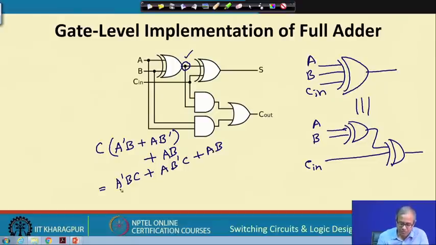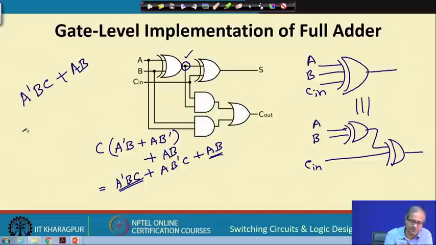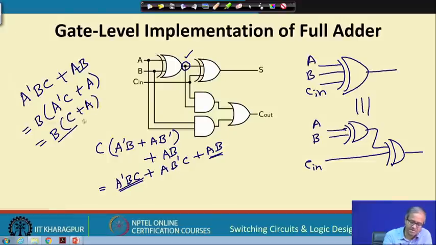Now, you recall we have A B bar C and A B. So, what does this mean? A bar B C plus A B. If you take B common here, it will be B times A bar C plus A. Now, you recall a rule which we discussed earlier. This A bar C or A is nothing but C or A, which means B C or A B. So, I can write this as B C plus A B.